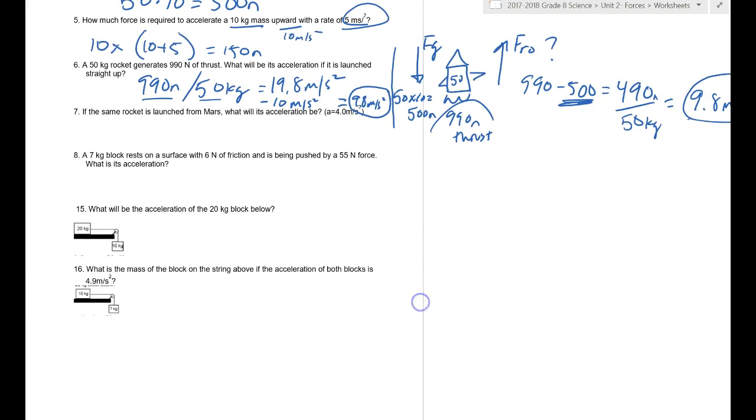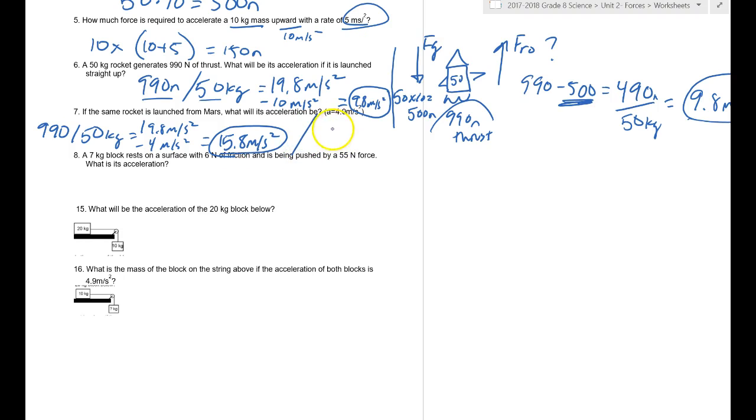If the same rocket is launched from Mars, what will its acceleration be? So, we'll solve it first with accounting for the acceleration due to gravity. 990 divided by 50 kilograms equals 19.8 meters per second squared. Subtract the 4 meters per second squared on Mars, and you get 15.8 meters per second squared.